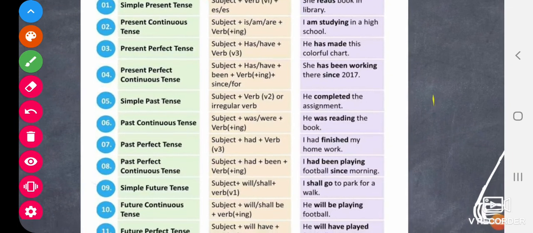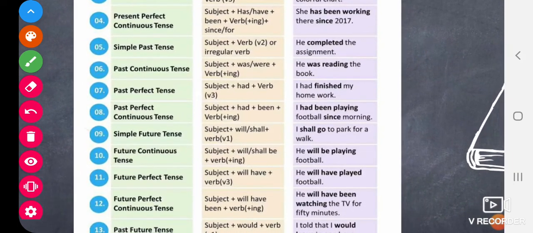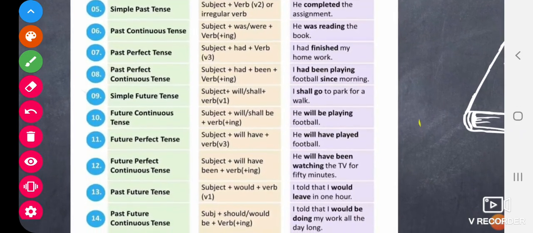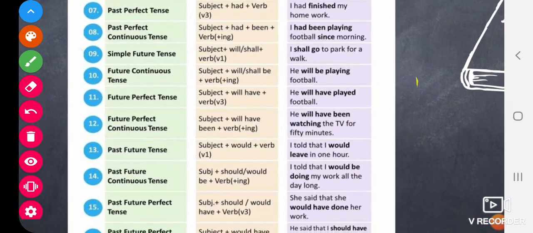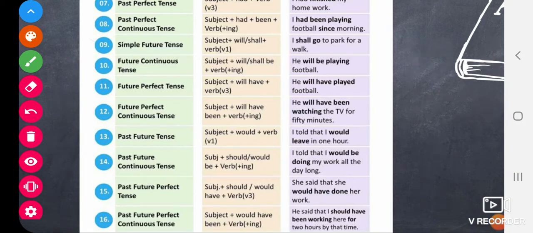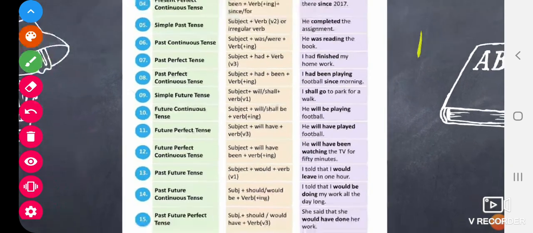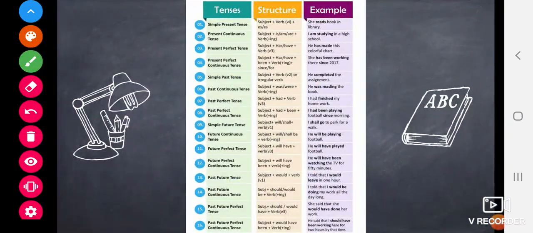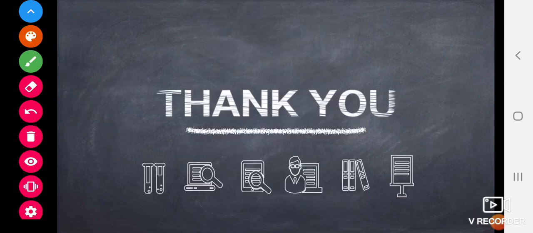Simple present tense, present continuous tense, present perfect tense, present perfect continuous tense, simple past tense, past continuous tense, past perfect tense, past perfect continuous tense, simple future, future continuous, future perfect continuous, past future continuous tense, past future perfect tense, past future perfect continuous tense. So these are the tenses which are important, and this image is important as well. So revise this image properly to get good marks in your exams. That's all.